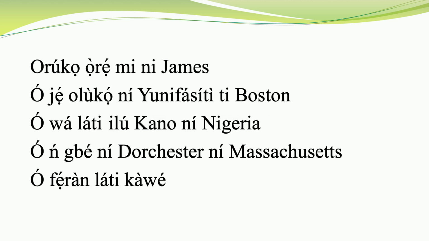So here are 5 sentences about my friend. First thing is to introduce his name, and his name is James. Second thing is to tell you what he does, and what he does is that he teaches as a professor in Boston University. And then where is he from? He's from Kano in Nigeria. And then where does he live? He lives in Dorchester, Massachusetts. And he loves to read. 5 important things about my friend.